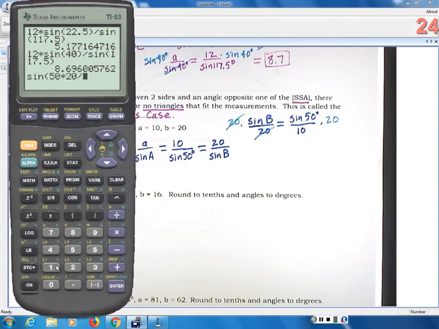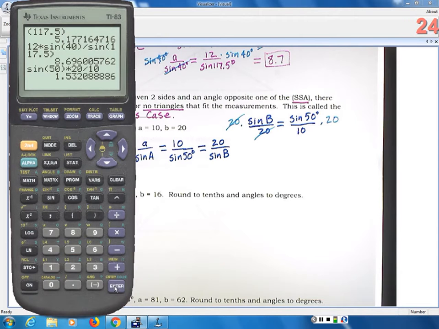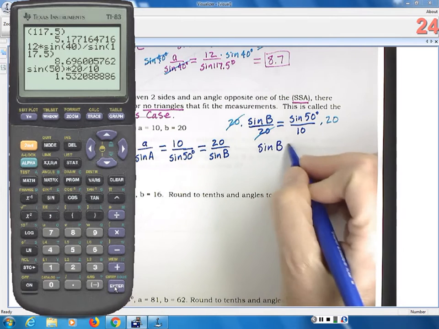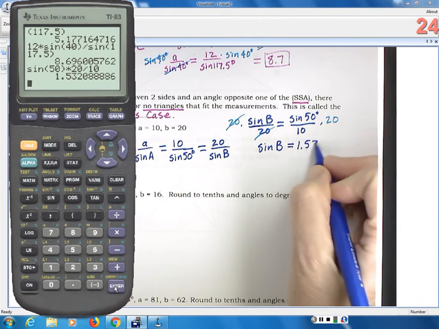Oh, what did I do? Put it all inside the sine. Yeah, it's all inside the sine. Close the bracket. I told you, you've got to close the parentheses. I wouldn't have gotten the right answer. Okay, and so we get sine of B equals 1.5321.